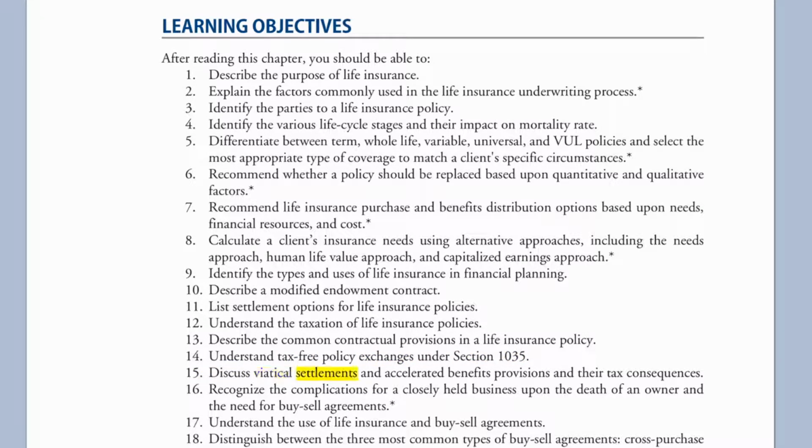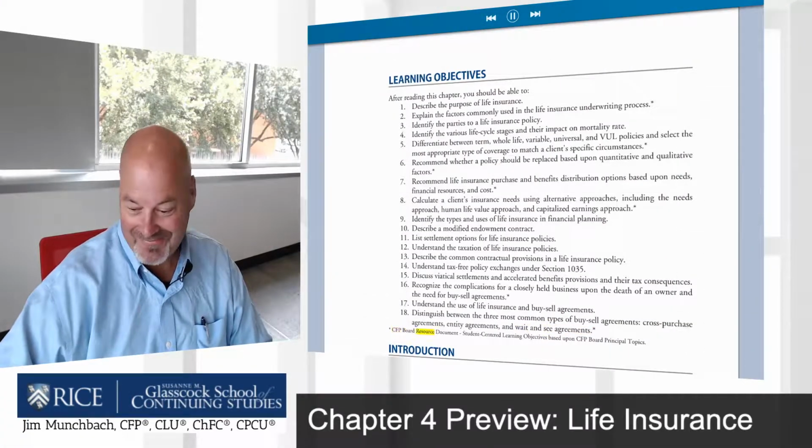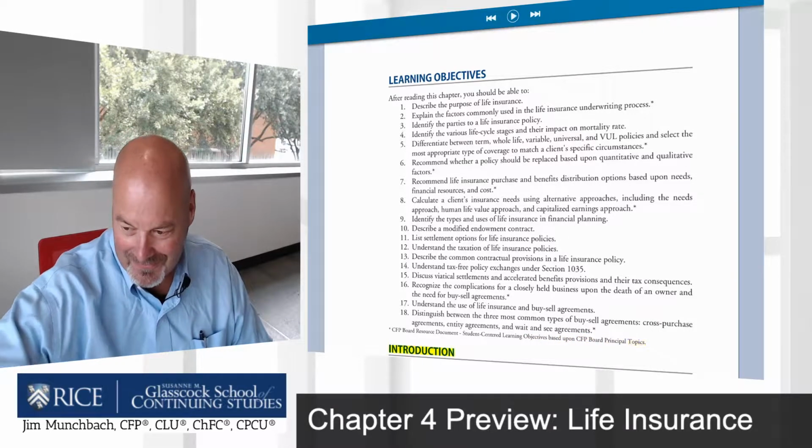15. Discuss viatical settlements and accelerated benefits provisions and their tax consequences. 16. Recognize the complications for a closely held business upon the death of an owner and the need for buy-sell agreements. 17. Understand the use of life insurance and buy-sell agreements. 18. Distinguish between the three most common types of buy-sell agreements: cross-purchase agreements, entity agreements, and wait-and-see agreements. CFP Board Resource Document. Student-centered learning objectives based upon CFP Board principal topics.